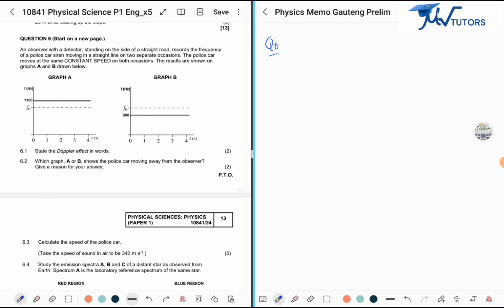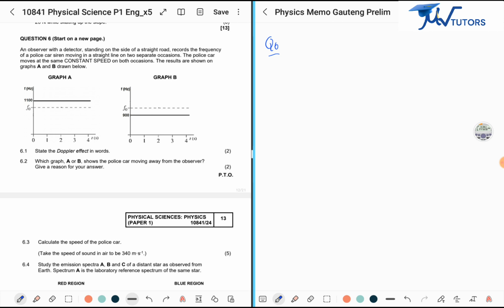Now it says, an observer with a detector standing on the side of a straight road records the frequency of a police car siren moving in a straight line on 2 separate occasions. Okay, so probably when the police car is approaching and then when it's moving away. The police car moves at the same constant speed on both occasions. The results are shown on the graphs A and B.